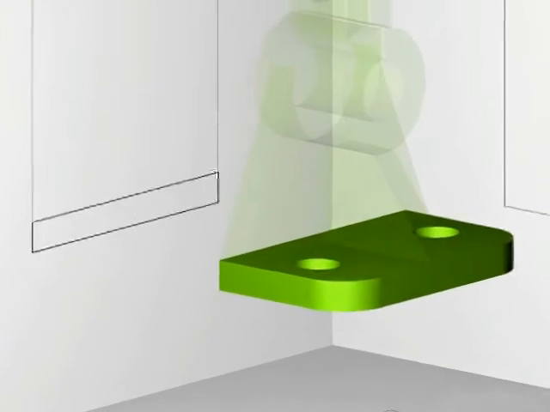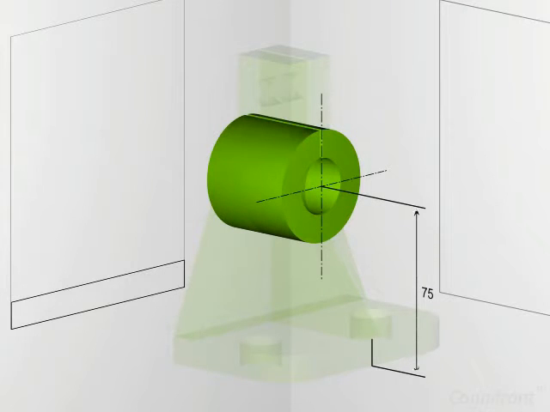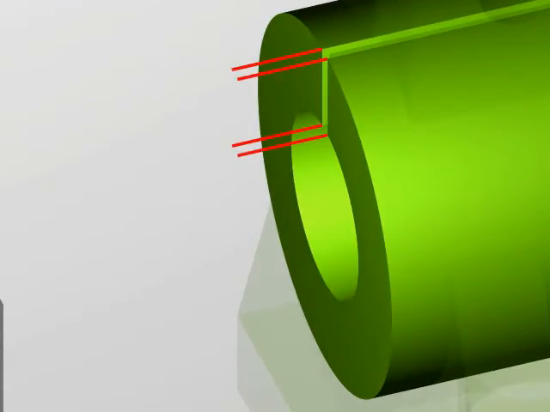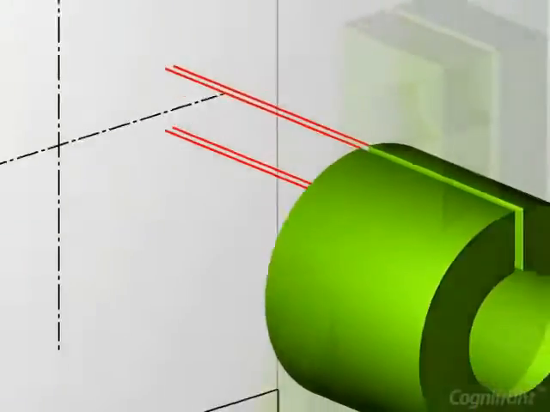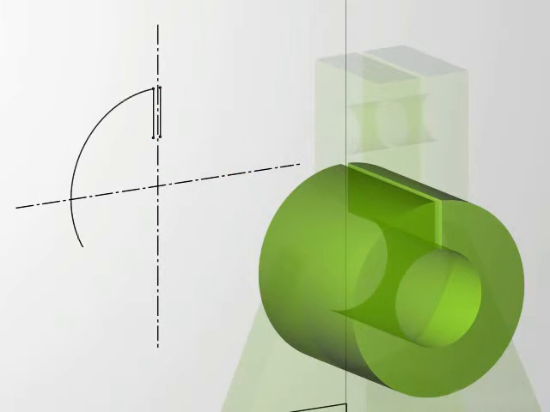Now let's create projection of the cylinder in the front view. The center of the cylinder is at 75 mm height. There is a socket of 2 mm width. It is seen as a slit in the projection. The projection of the cylinder is circular.